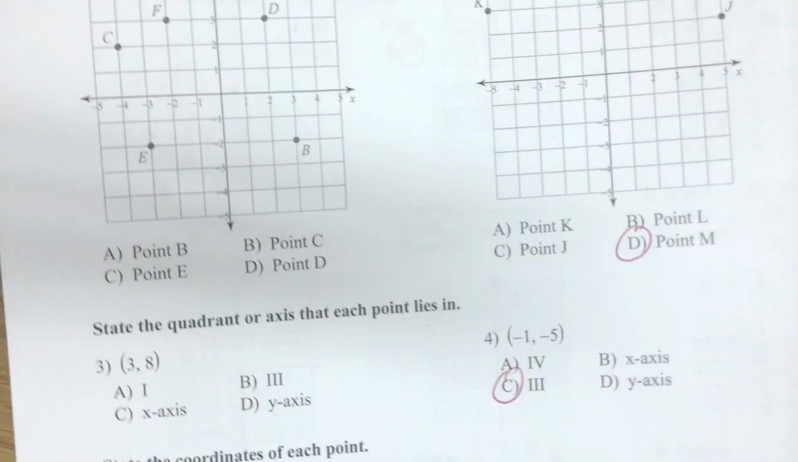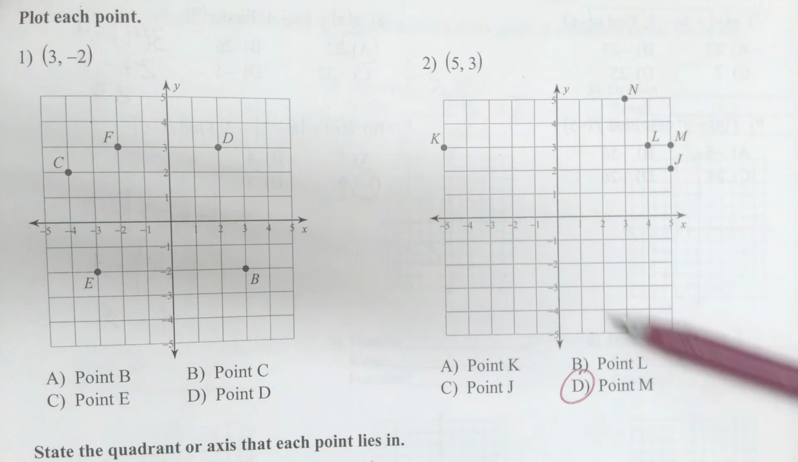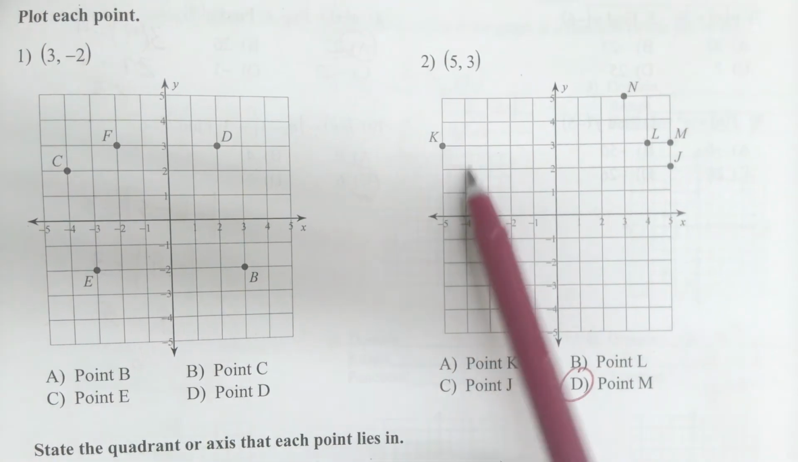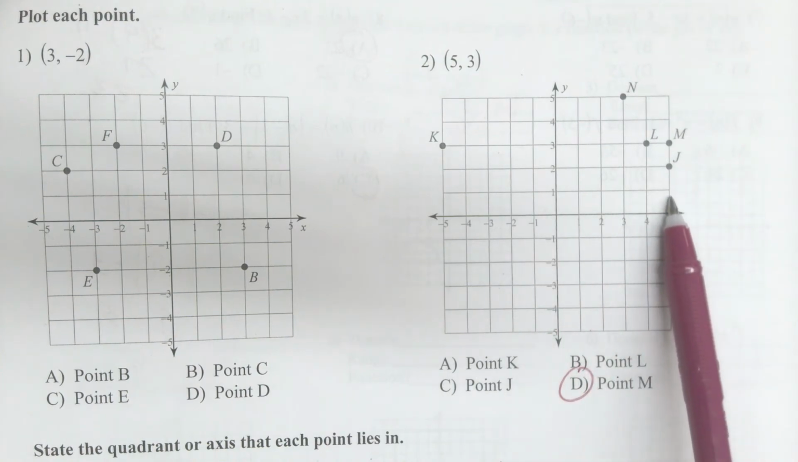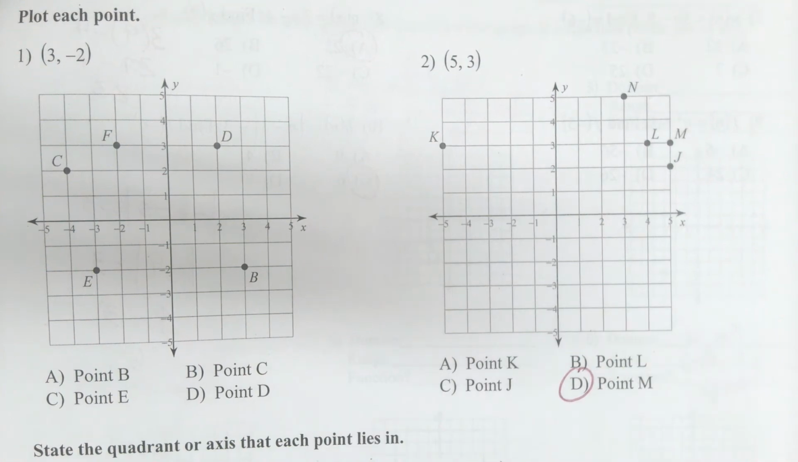Okay? Moving on. Unit 3, I don't think this is tough. Most of you guys are going to find a good spot here where you're plotting points. What is the point 5, 3? Remember, it's right 5, up 3, that's point M.